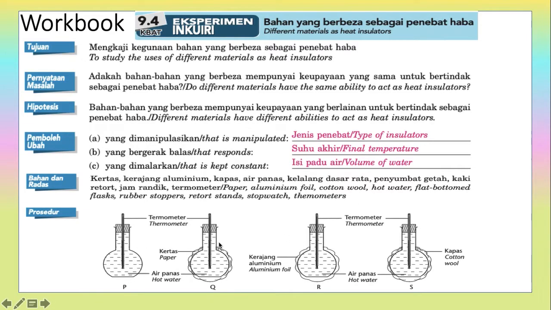The flat bottom flask Q is covered using paper. Flat bottom flask R is covered with aluminium, and S is covered with cotton wool. Meanwhile, P is left without any cover to let the process occur naturally.